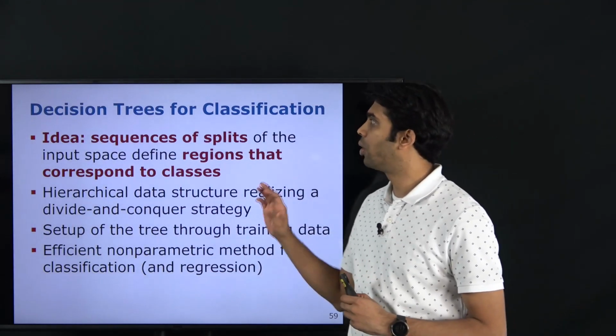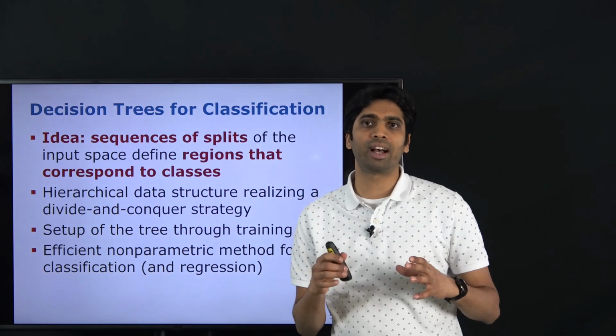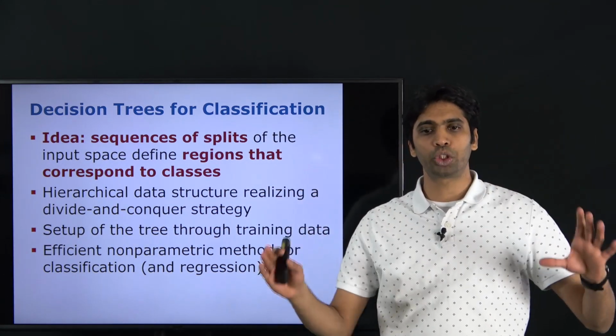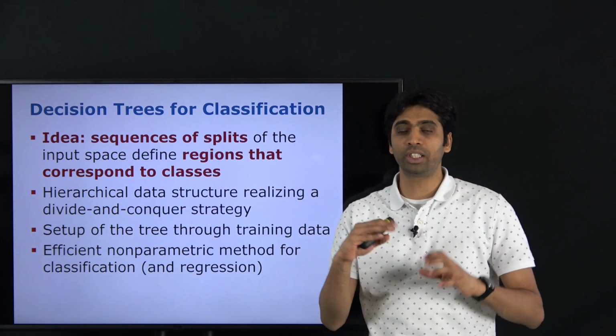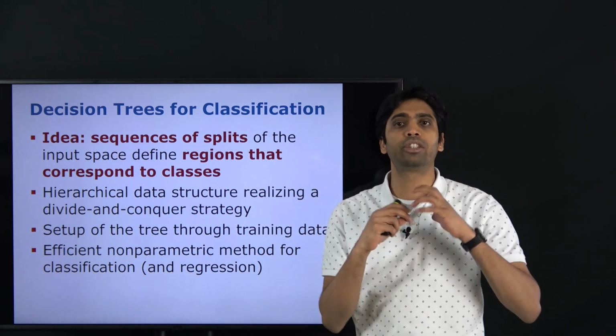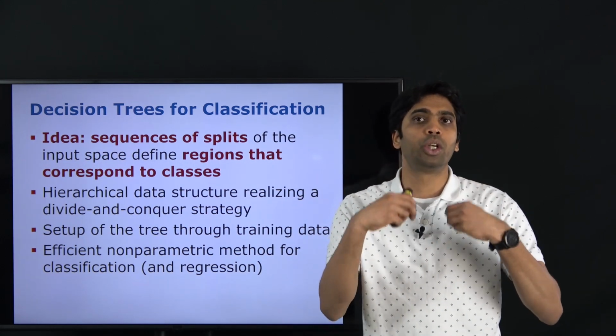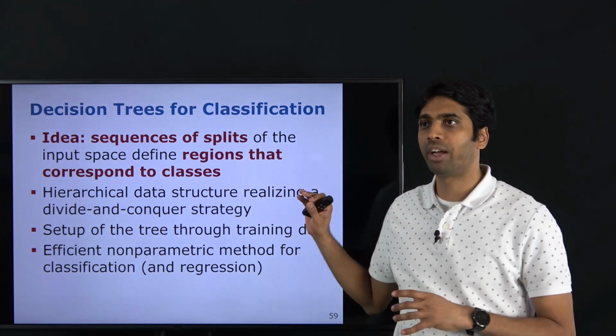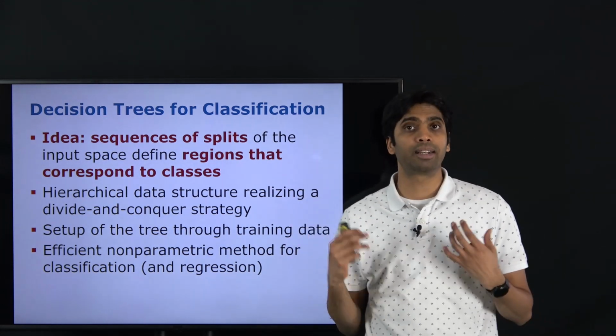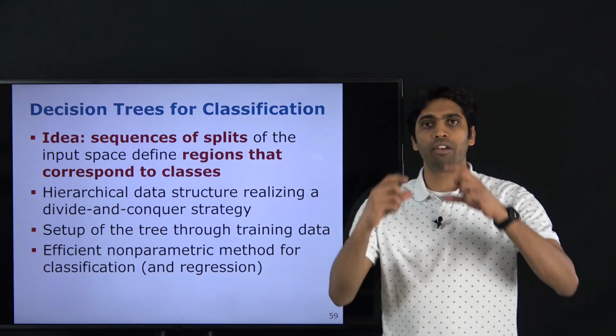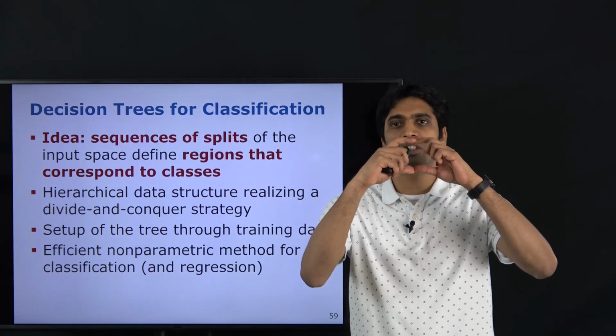Like I said, a decision tree breaks up your input space into different splits or regions, and each of those regions corresponds to a particular class. If you go back to the example of the family car that I showed at the beginning, where we had chosen these splits in terms of rectangles, right?